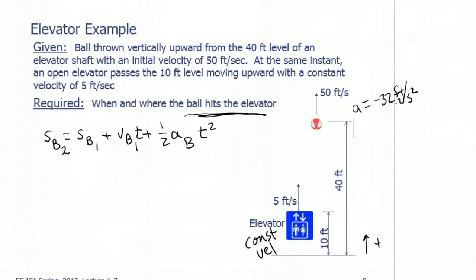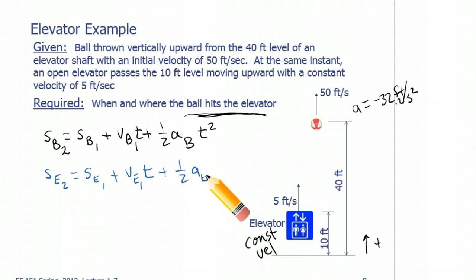Alright, the same thing for the position of the elevator. So S elevator 2 is equal to S elevator at 1 plus the velocity of the elevator at 1 times t plus 1/2 the acceleration of the elevator t squared.